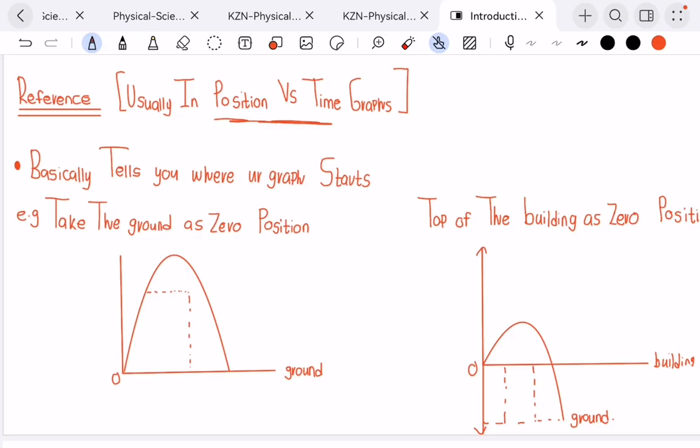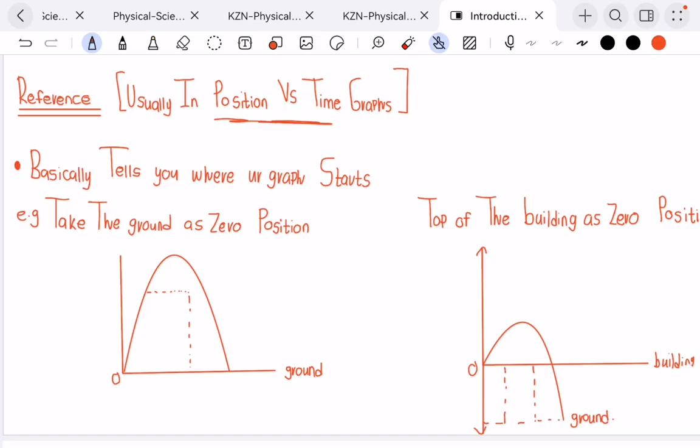they say, draw a position versus time graph of this object, take the ground as the zero position, or take the top of the building as the zero position. You have to know what they mean when they say that, right? So this is what I'm going to be explaining in this part of the video.